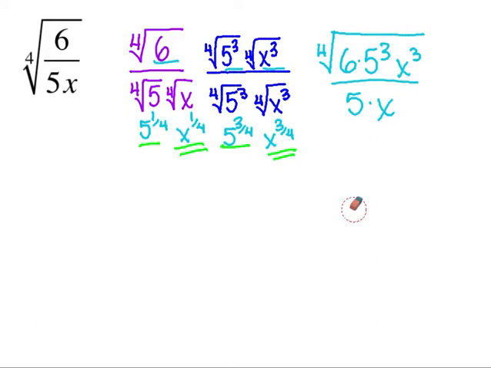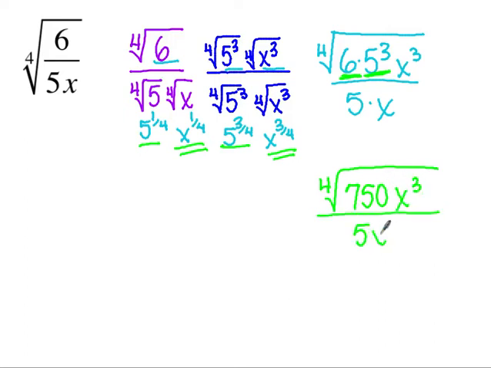It's just one little thing I need to do. Multiply these, yep. Multiply these right here. So what number is that? It's a big number. 725. Yep. I don't think so. It's 750. Okay, so 750 x cubed is on the top in the 4th root, and on the bottom is 5x. And there you go.